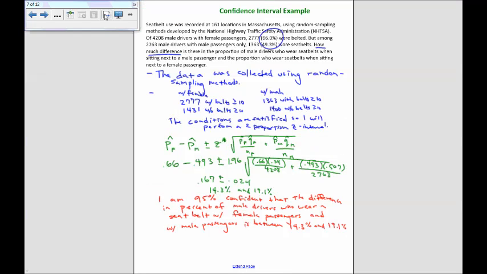Okay, and that's the whole process. So I first checked my conditions, I stated which test I'm doing, I actually found the confidence interval, and then I stated my conclusion in context.